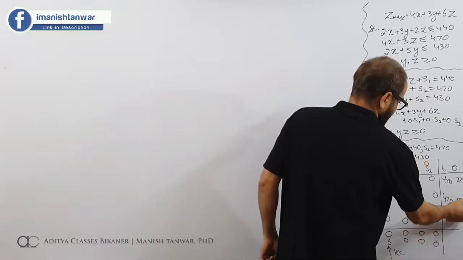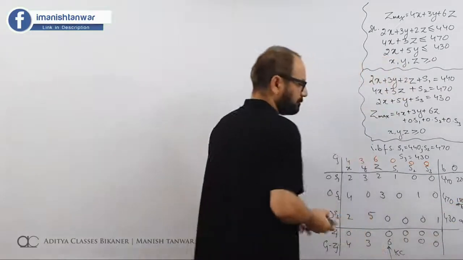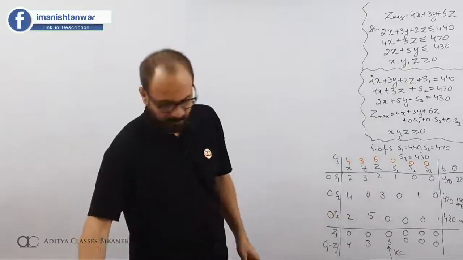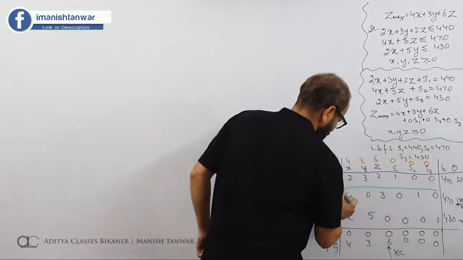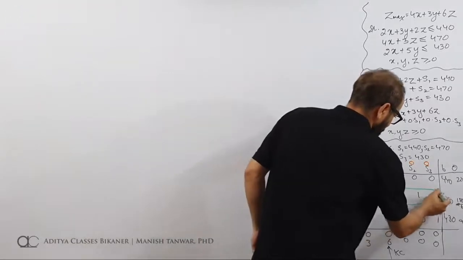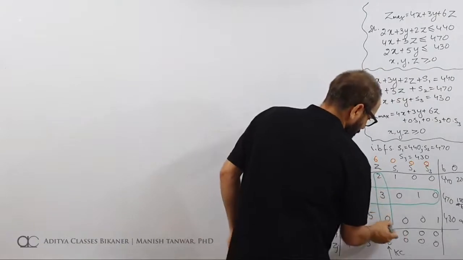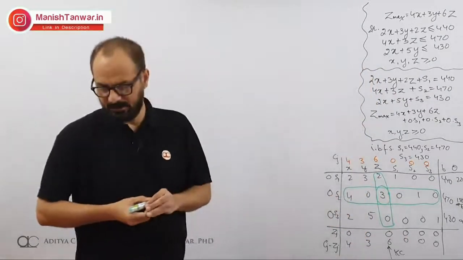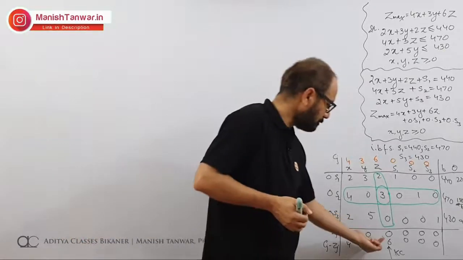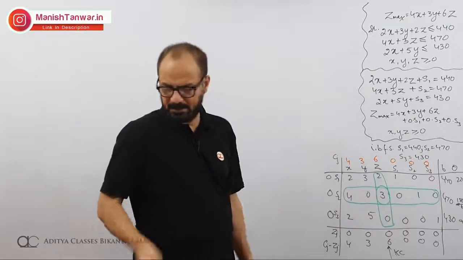So this is my key row. So I have my key row and key column. This is my key row. This is my key column. This is the key element. So I have my incoming variable as Z and my outgoing variable will be S2.